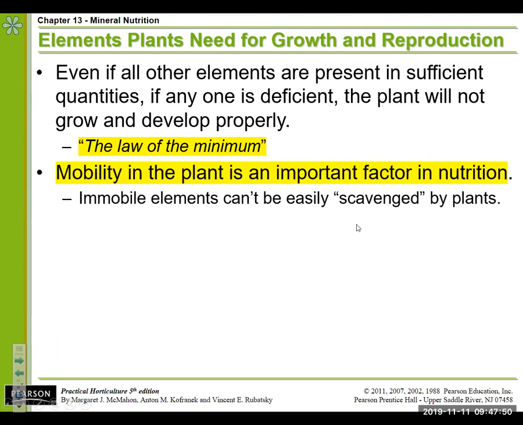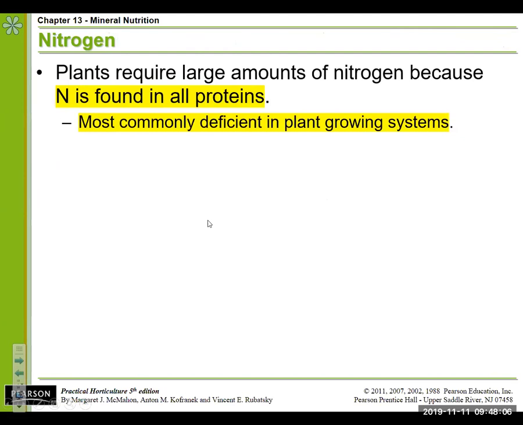It's also important to think about how the elements and nutrients can move in the plant. So the immobile elements are stuck. Once they're fixed in part of the plant, they cannot be moved. The mobile elements, on the other hand, can be moved. So as a plant grows, it will scavenge these mobile elements from older tissues. So we'll start to see deficiency symptoms in the older tissues.